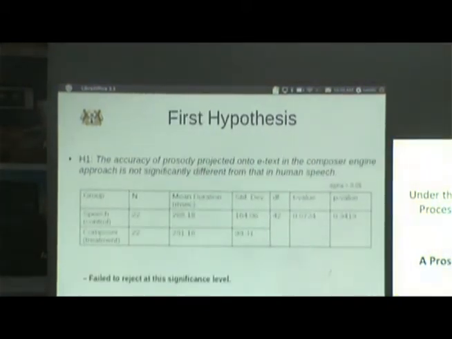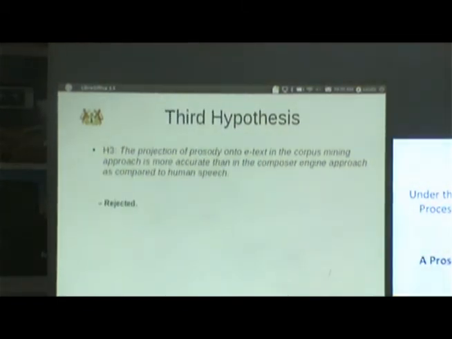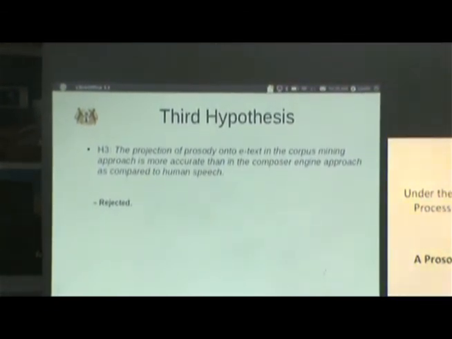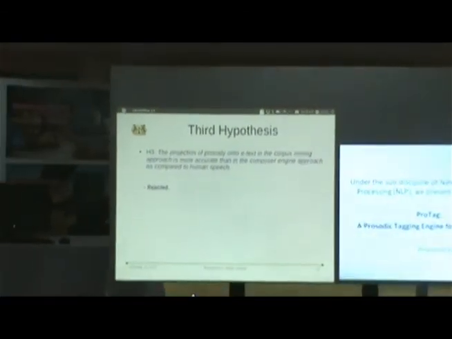Looking back at the data, the PEDText reader, which is the original research, if you look at the mean duration and also the probability that this will be truly reflective of human speech, it's much closer to human speech than the corpus mining approach, which was our solution. So the hypothesis stating that our solution is better than the original research implementation was rejected. Meaning our solution was not better, more accurate than the original research.